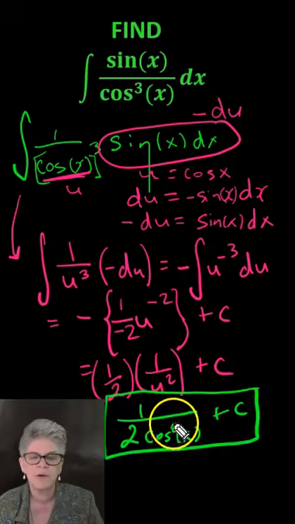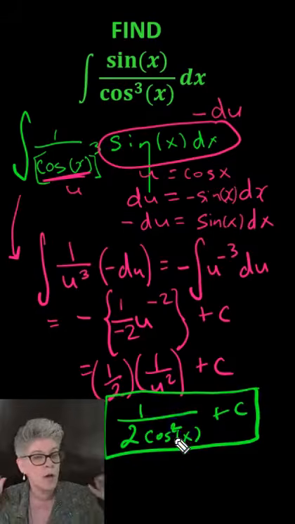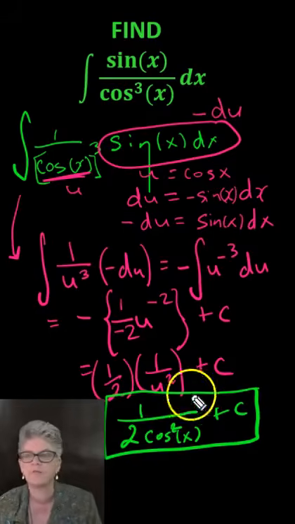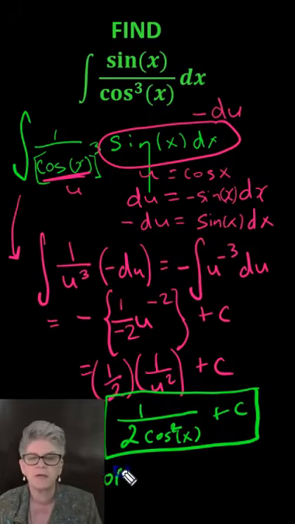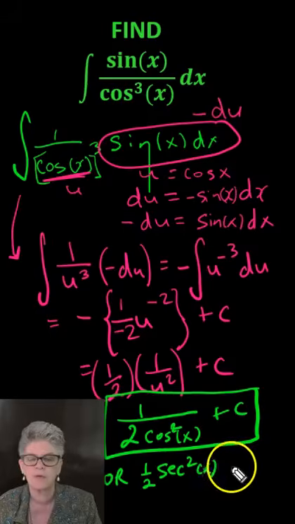Now, if you have done a trig course, then you know that cosine and secant are flips of each other. So another way you could write that is 1/2 times secant squared of x, because secant squared is 1 over cosine squared. Either one of those is just fine.